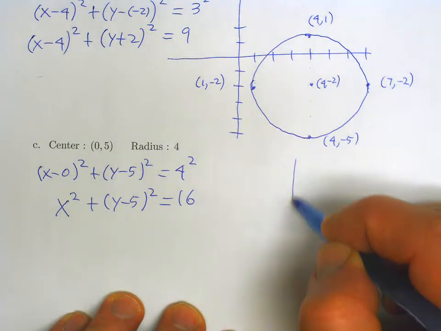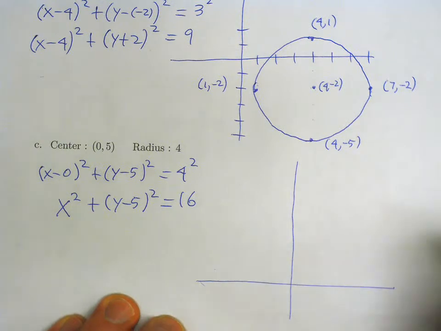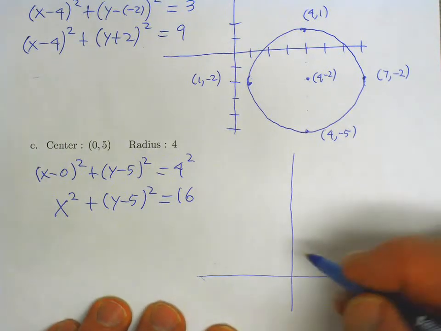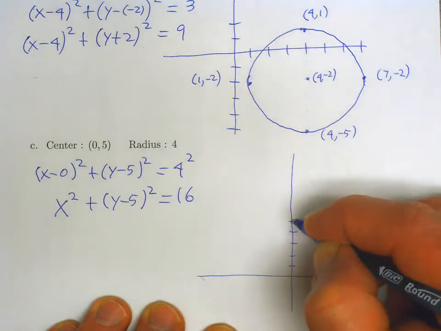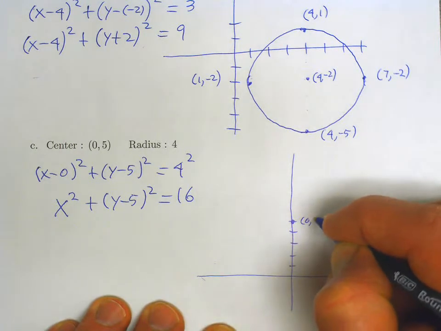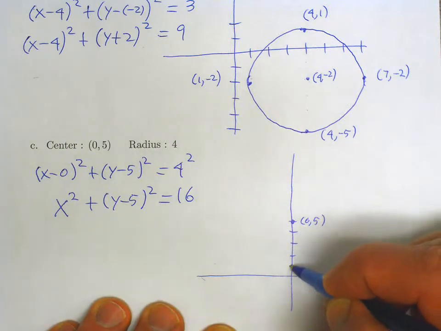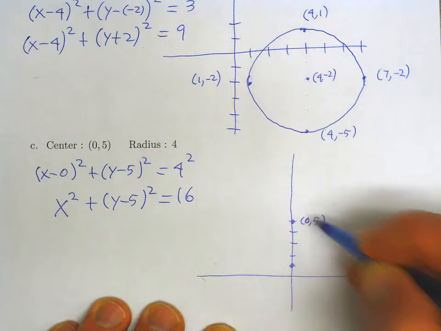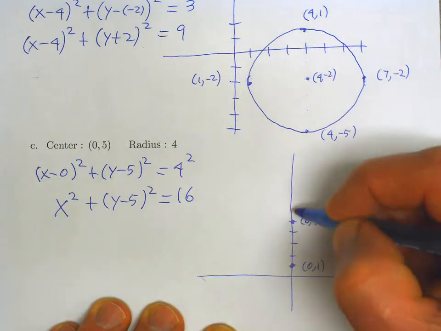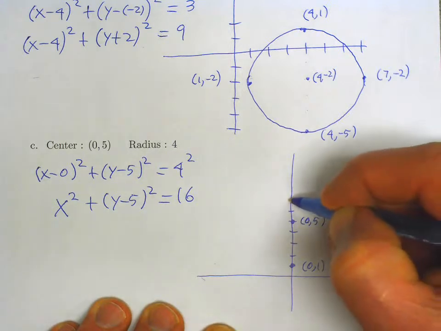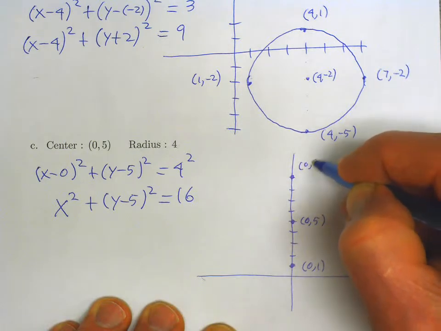Okay, so we'll sketch a graph of this. The center is 0, 5. The radius is 4, so if I move down 4 units, this point is 0, 1. If I move up 4 units, this point is 0, 9.